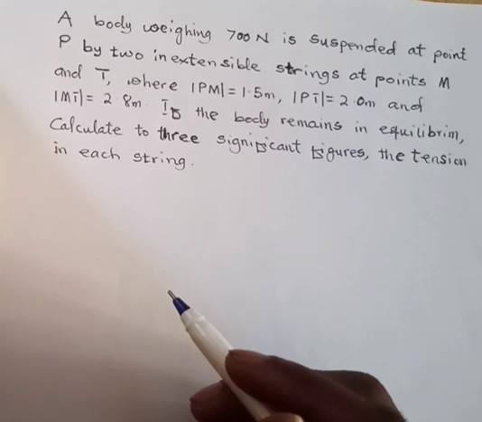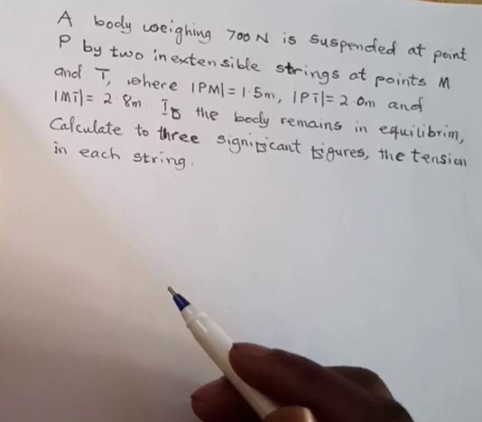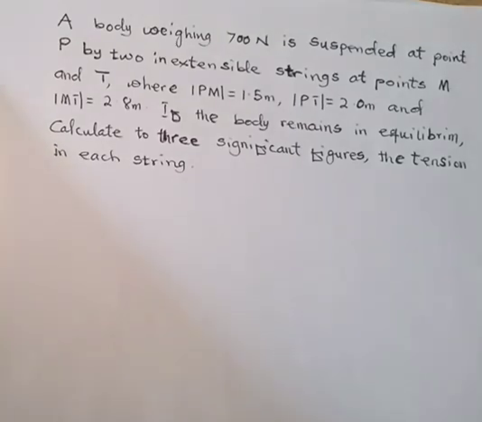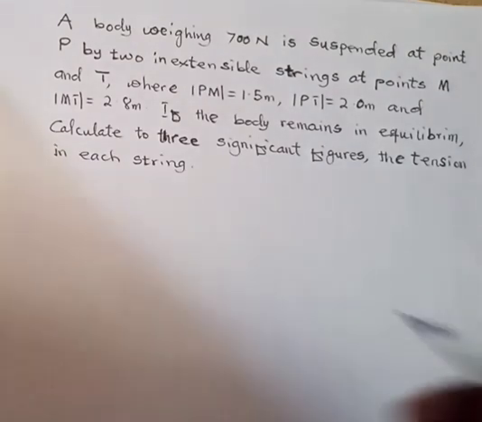If the body remains in equilibrium, calculate to three significant figures the tension in each string. Good, so we have to find the tension in each string. This is one of the questions under the topics you can get in the senior high elective mathematics. So let's quickly look at how we can solve this question.